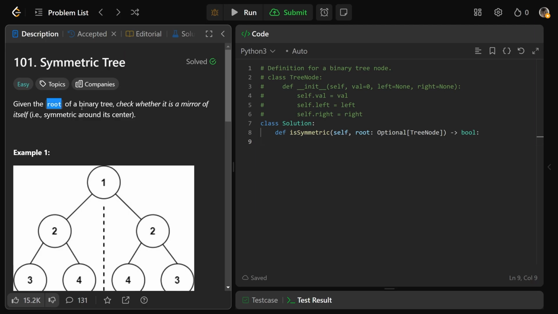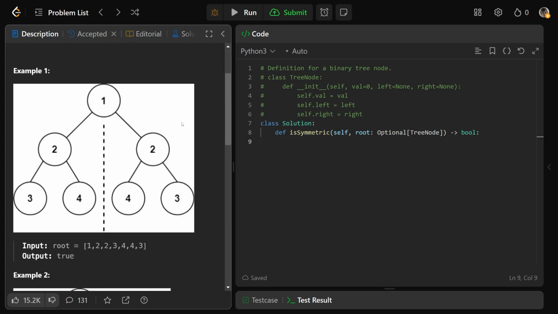So we're given the root of a binary tree, and we need to check whether it is a mirror of itself, aka that it's symmetric around its center. So here's an example of a symmetric tree. This would ultimately return true because we have the root here of 1, its left is 2, and its right is 2. If you picture simultaneously going left and right, well, over here on the left is 3, but over here, the right is 3, and over here, the right is 4, that means that over here at the other 2, its left must be 4. So all of those things match, and so we would return true.